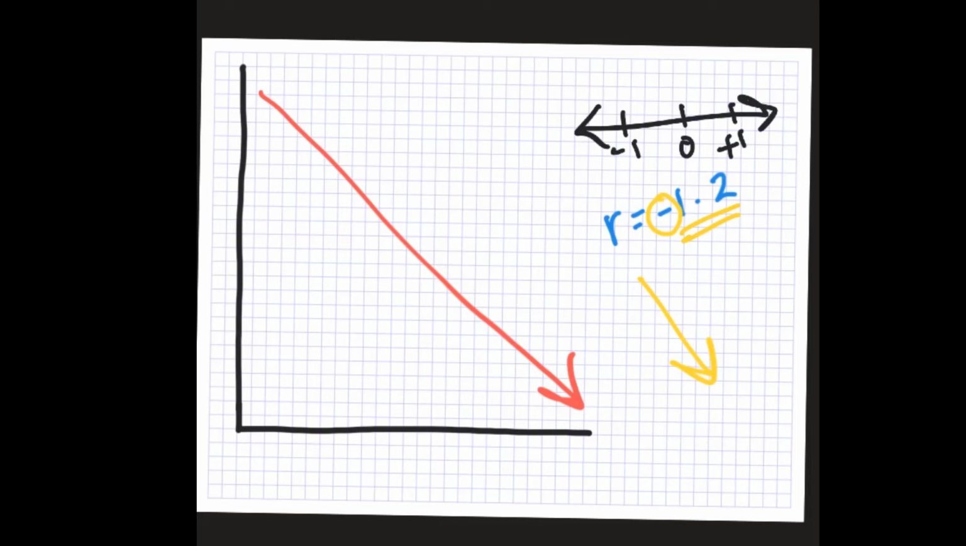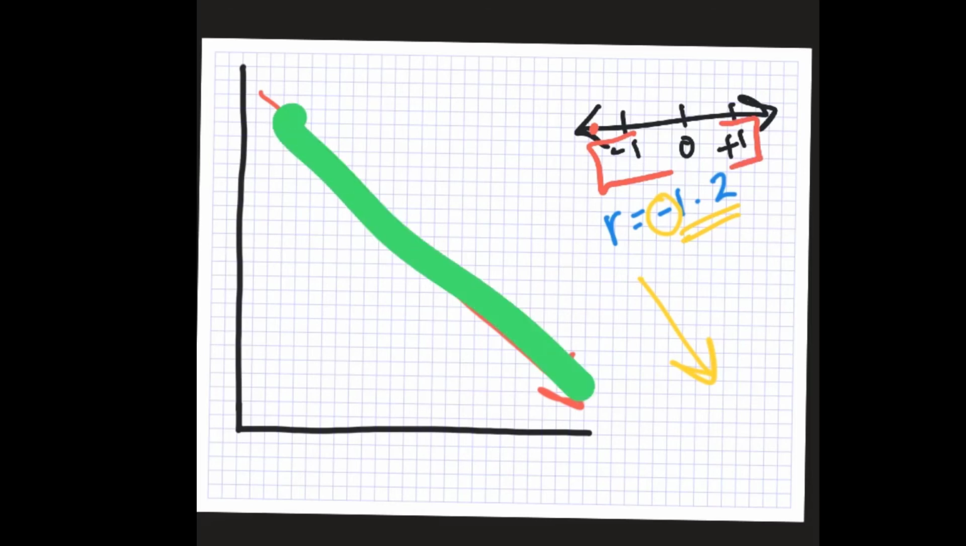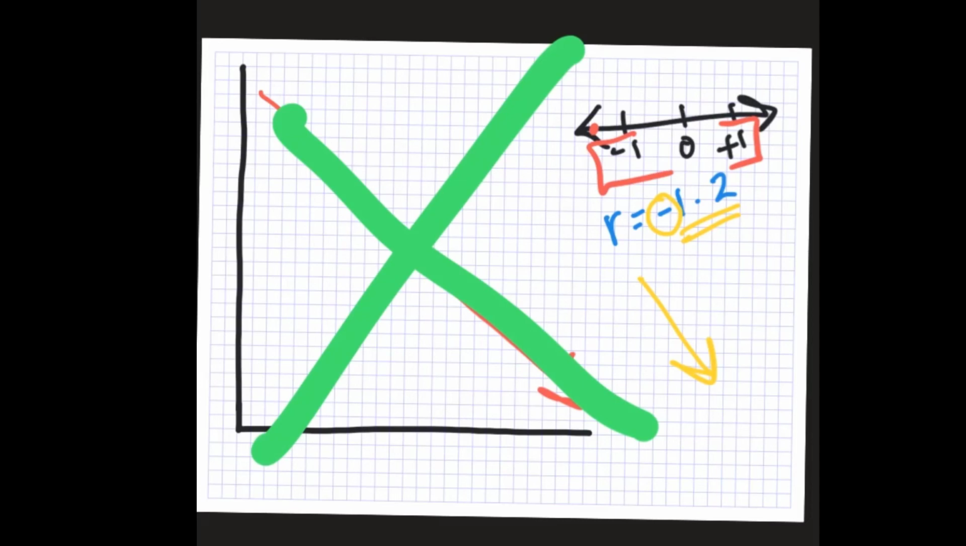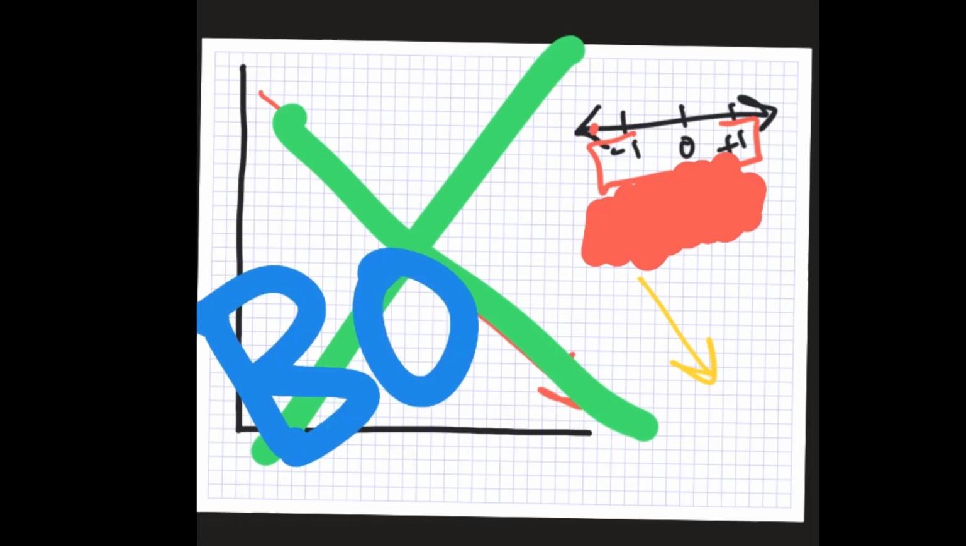Well, wait a minute. Our number is 1.2. It's going to be out here. But we know that the lowest correlation coefficient number can go is -1, and the highest is 1. So guess what? This is an invalid correlation coefficient. It is not real. Ignore, delete, abandon.